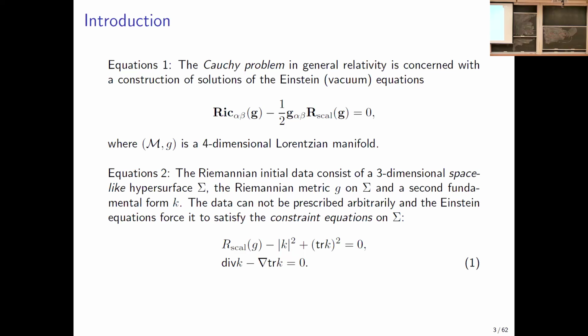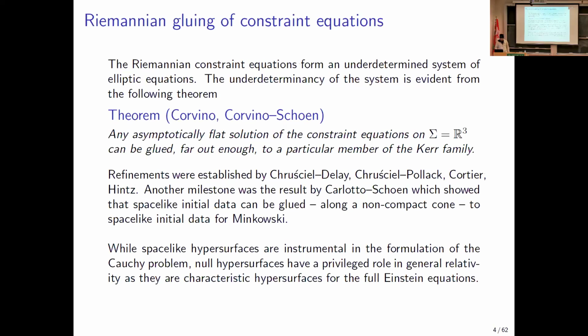So this problem is a very important problem in general relativity and geometric analysis more generally. This is what's known as the Riemannian gluing problem in general relativity. I won't focus a lot on the Riemannian problem, even though at the end we will see that the characteristic gluing problem can actually recover and even improve a few results from the Riemannian gluing problem.